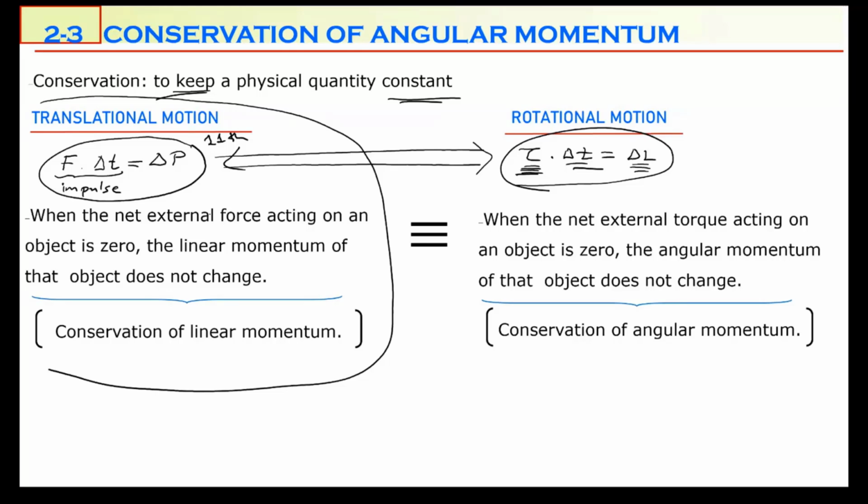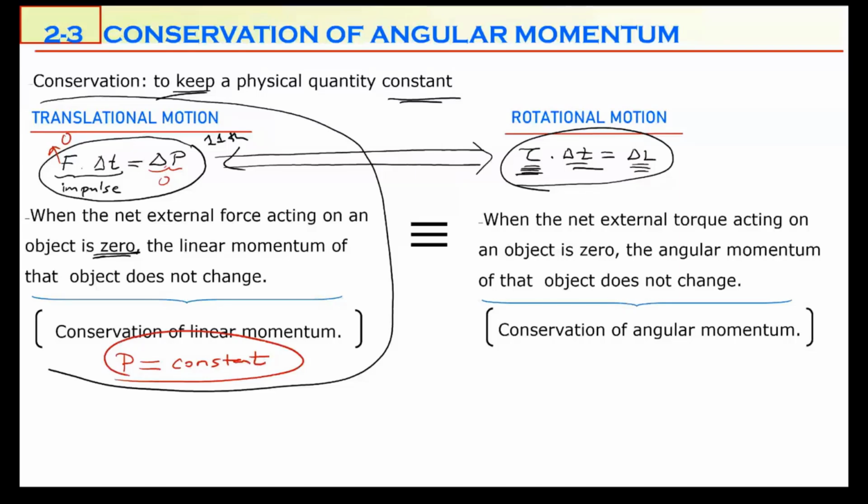When the net external force acting on an object is zero, that is, when this force becomes zero, delta P also becomes zero. There will be no change in linear momentum. The linear momentum of the object does not change, which means the linear momentum P stays constant. Does not change means constant.